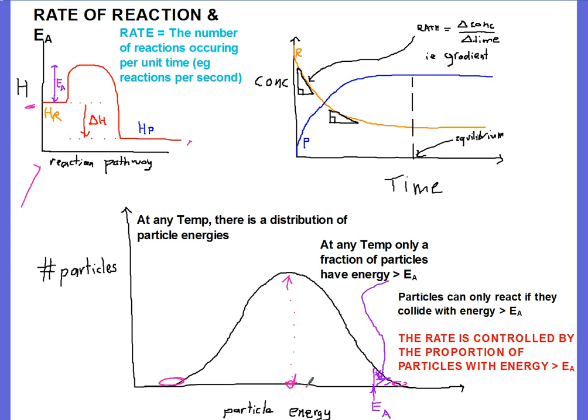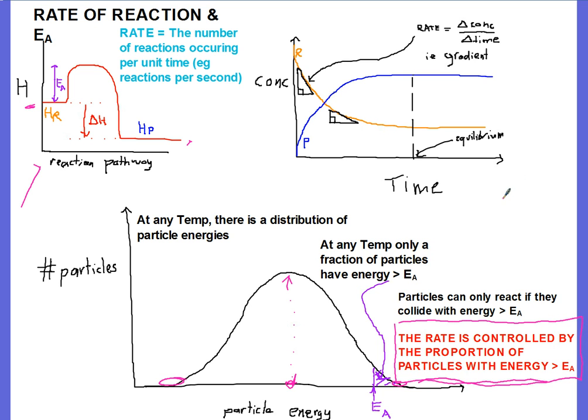Now, at any temperature, only a fraction of particles have energy greater than the EA, represented by this little purple section here. And particles can only react if their energy is greater than or equal to the activation energy. And therefore, the rate of reaction is controlled by the proportion of particles with energy bigger than EA. And that's the critical concept for understanding things that affect rates of reaction. The rate of reaction is controlled by the proportion of particles with energy greater than the activation energy.